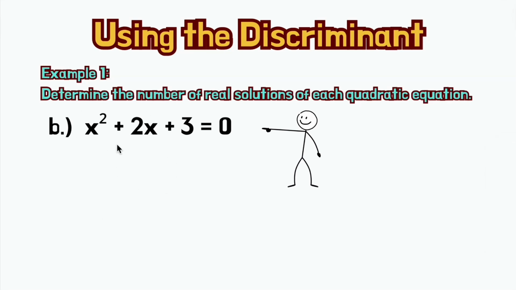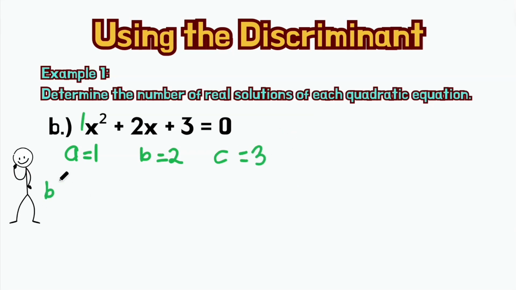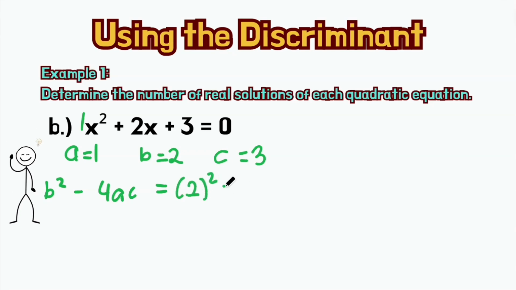Okay, so we have to identify the discriminant or real number solution of x squared plus 2x plus 3 equals 0. So we identify the A, B, and C. The A here is 1. B is 2. C is 3. So we have B squared minus 4AC. B squared, we all know that is 2 squared, minus 4 times 1, that is A, times C, we have 3.